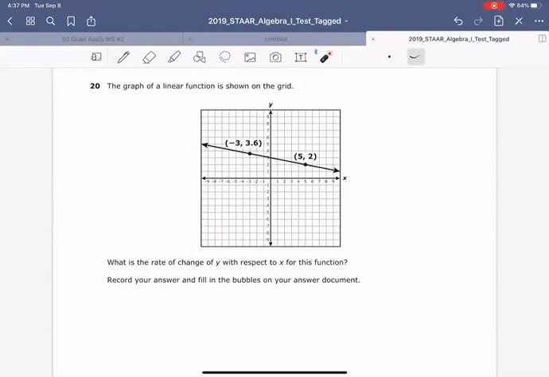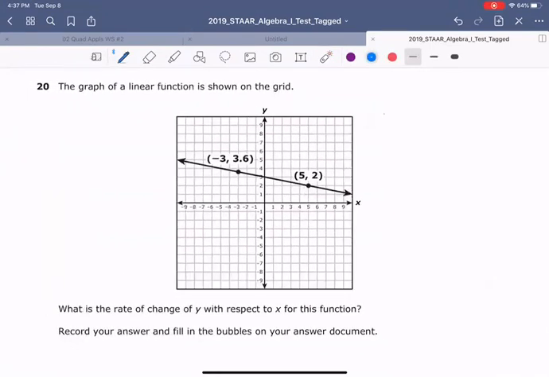We want to do the rate, right? How do we calculate the rate? That's a slope. y1 minus y2. Do you remember?